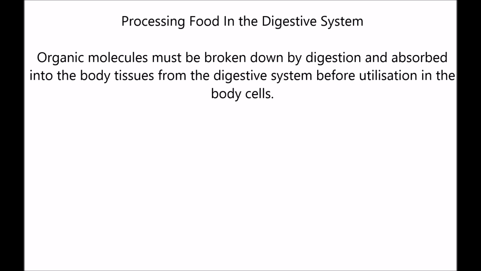Processing food in the digestive system. Organic molecules must be broken down by digestion and absorbed into the body tissues from the digestive system before utilisation in the body cells. The gut.